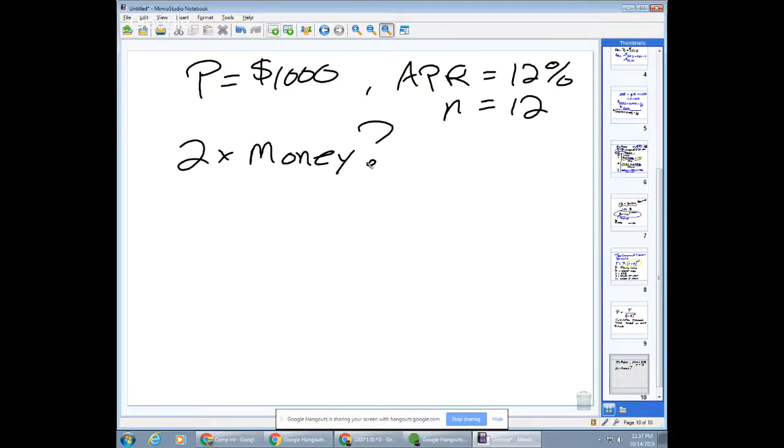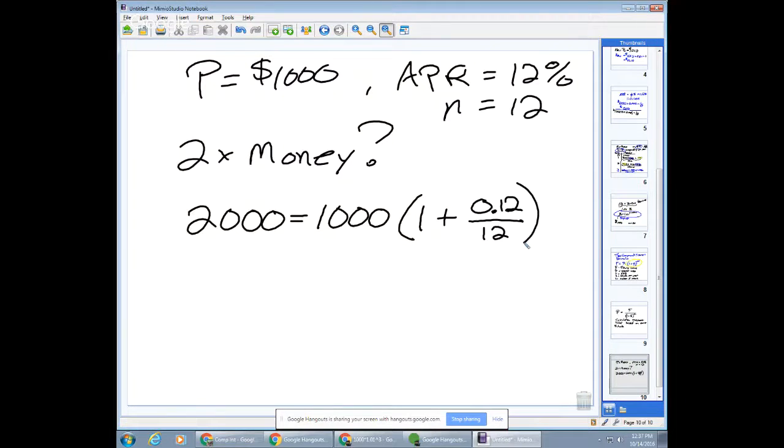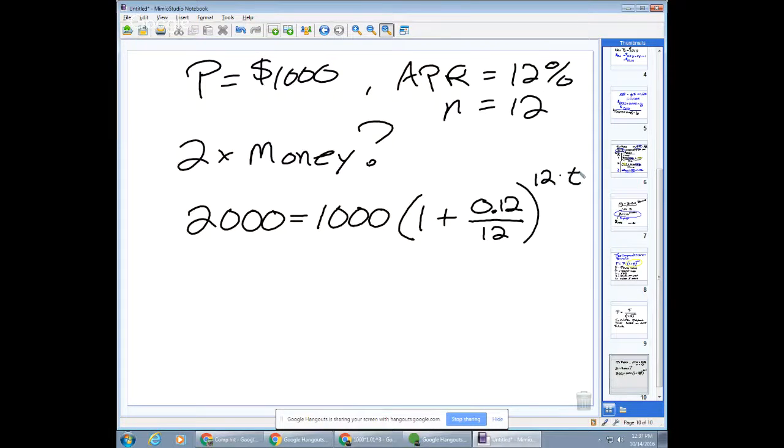So let's see. That means my future value is going to have to be what? 2,000, yep. So I want to know when 2,000 is equal to my formula, which is present value 1,000 times parentheses 1 plus the interest rate, 12%, divided by n equals 12. Now here's the catch. I don't know how long it's going to take, right? I do know I'm compounding every 12 months, but I don't know how many years it is. So I have to write T for the years in our formula.